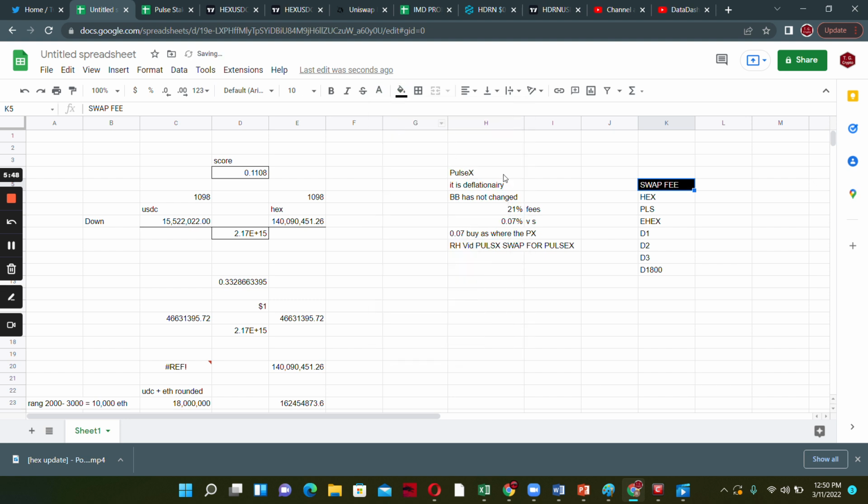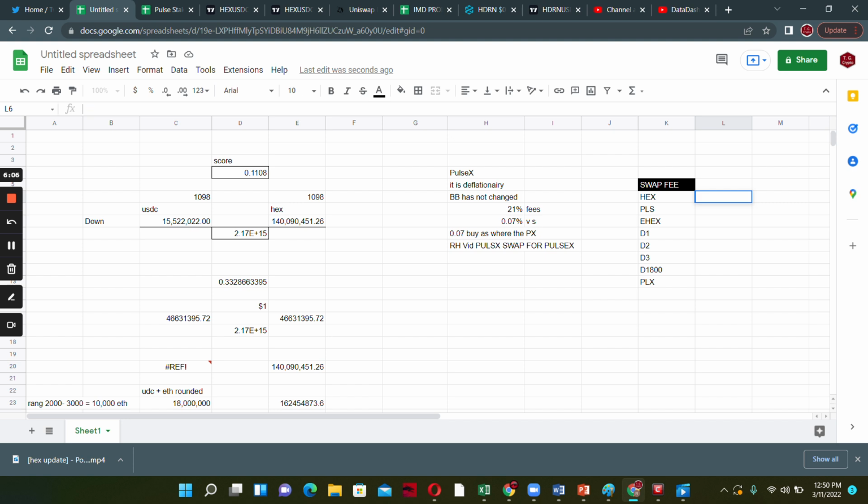This is the swap fee. So all of these are collected when you trade something for something else. Well, people are going to trade their PulseX for something occasionally. So now let's assume that we've got a whopping 9% of the fees here.